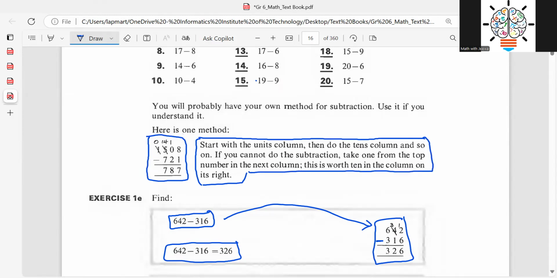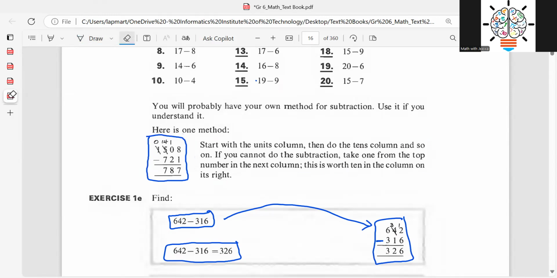But when you're writing, you want to write it in 2 sentences. So then how are you going to write it? First you write this sentence, this one, right? Then you write the second one. First you write the first sentence, keep one line, and write the next one. So then you have 2 sentences here, right? First you show the example, then you write: start with the units column, then do the tens column, and so on. Then keep a line, and start the next sentence.